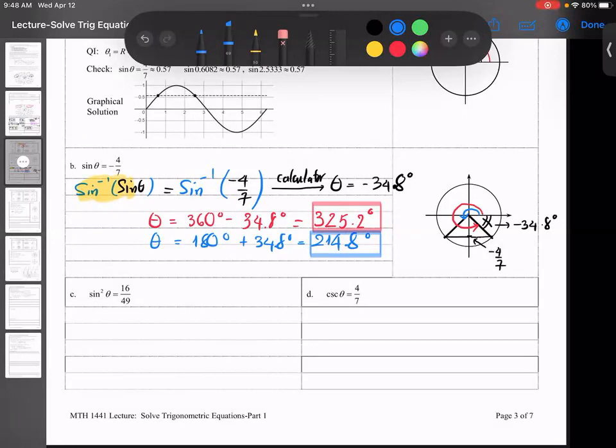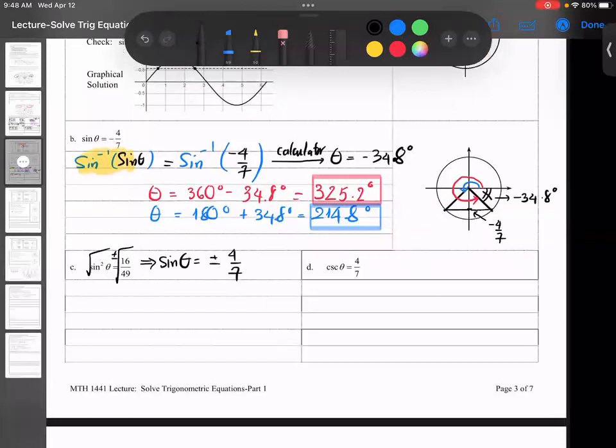Sin squared theta equals 16 over 49. What's the first thing you do? Yeah, that's 1 or 2 points on the exam, right? Just show me the step. You get partial credit. So take a square root, plus and minus. So this implies sin theta equals plus or minus 4/7, yeah?